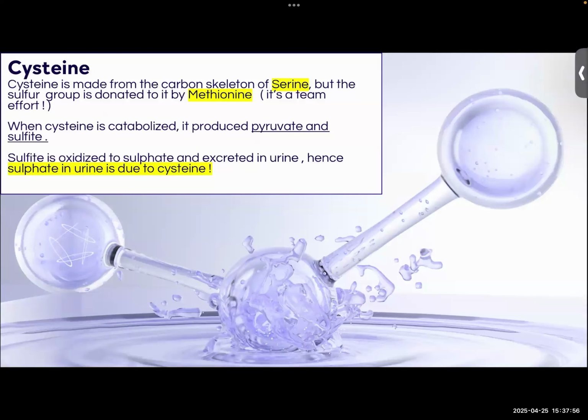One thing that I would like to add is that cysteine, this is something that they ask often, by the way, so please pay attention. Cysteine is made from the carbon skeleton of serine, but the sulfur group in the cysteine is donated to it by methionine. So a very common MCQ they ask is: the sulfur group in cysteine is donated by which amino acid? And the answer would be methionine. And the carbon skeleton is donated by serine. The rest of the stuff has been covered.